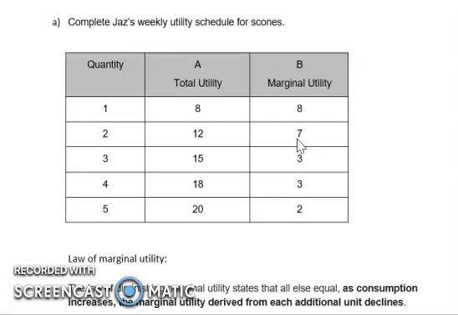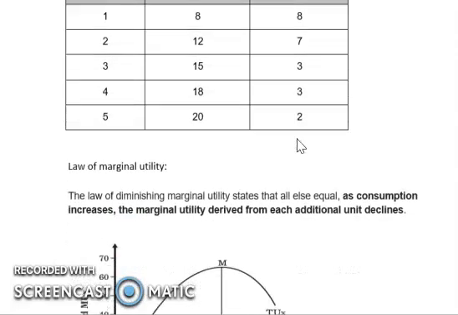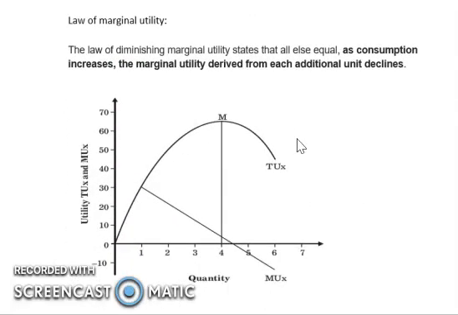Now this one we can also support with a graph, though this graph doesn't relate to the table, but it shows that as we consume additional units, our total utility is increasing. However, our marginal utility will keep on decreasing. So that's where the law of diminishing marginal utility comes from. And you can see from here, our total utility will come to a point when our total satisfaction will also start to decrease.